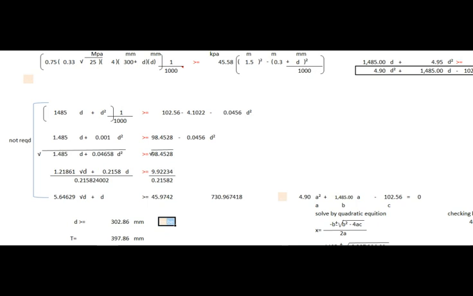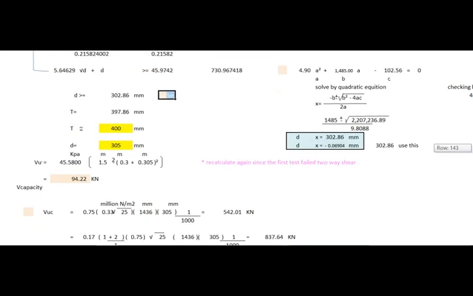So depth d is greater than or equal to 302.86, so thickness is 397.86, plus 75 clear covering plus 16 bar diameter. So the thickness of the footing will be 397.86. To round off to 25, divide by 25, then round up, then multiply by 25, so it becomes 400, then depth will be calculated as 305.